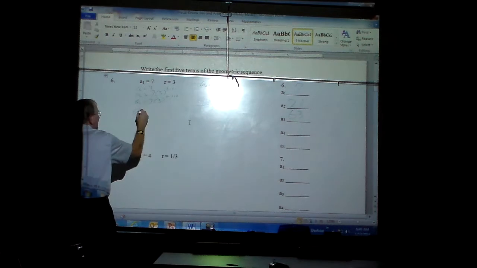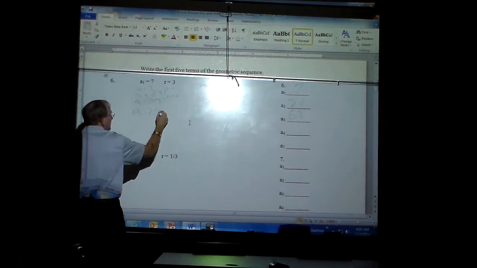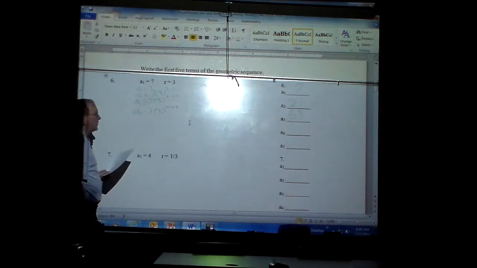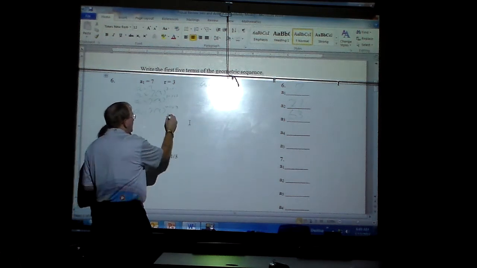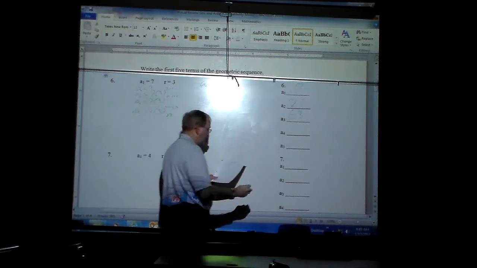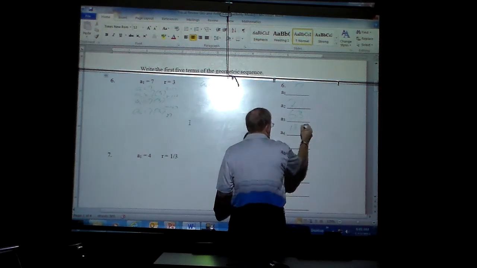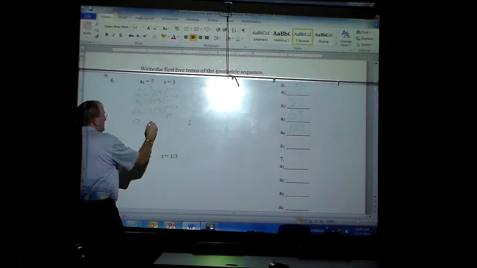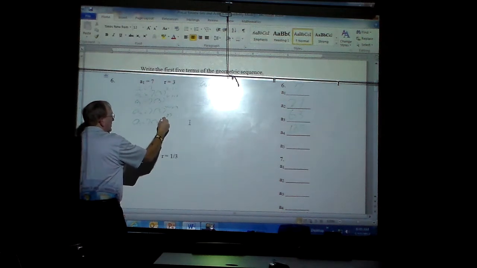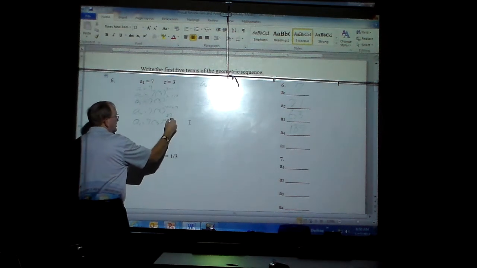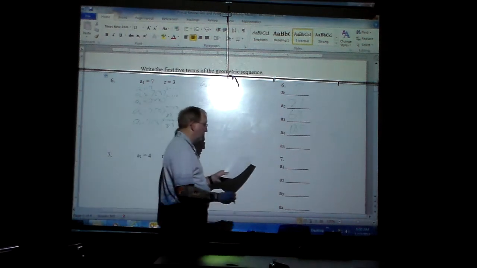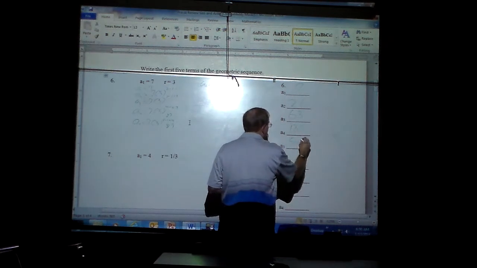All right? A sub 4 will be 7 times 3. This time it will be 4 minus 1, which makes the third power. 3 to the third power is going to be 27. 27 times 7 makes 189. And then the last one, a sub 5 will be 7 times 3 to the, basically 5 minus 1, which is the same as the fourth power, which makes it 7 times 81. And 7 times 81, I believe, is 567.